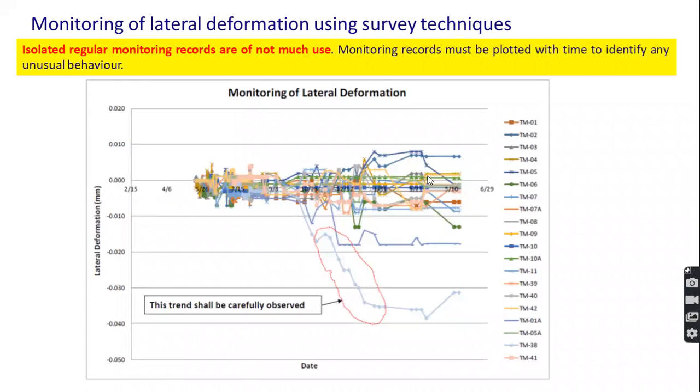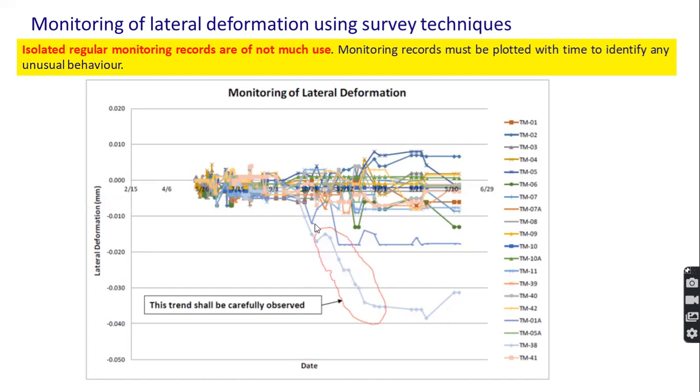Isolated regular monitoring records are of not much use. I have seen in many deep excavation projects, they take monitoring records just for the sake of taking the monitoring records, and isolated individual readings are available. Actually, it's very difficult to interpret, so you have to plot the variation with time, right? And the trend has to be carefully monitored. The person who takes these readings has to be trained on identifying these trends, and immediately communicate to the relevant people for taking actions.